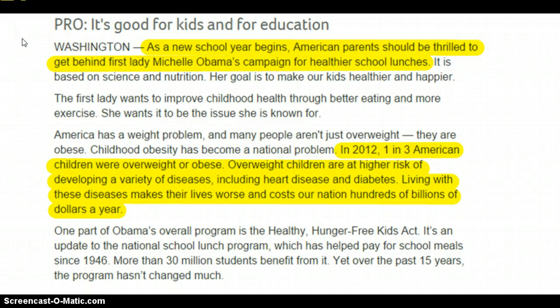Pro. Pro means arguing for something. So this author thinks that the school lunch program is good. It's good for kids and for education. Washington. As a new school year begins, American parents should be thrilled to get behind First Lady Michelle Obama's campaign for healthier school lunches. Right away, I'm noticing that this author uses the words should be. Should be? That's an opinion phrase right there. So when I'm thinking about what type of evidence this is, it's definitely a personal opinion. This person thinks that parents should support Michelle Obama's campaign for healthier school lunches.